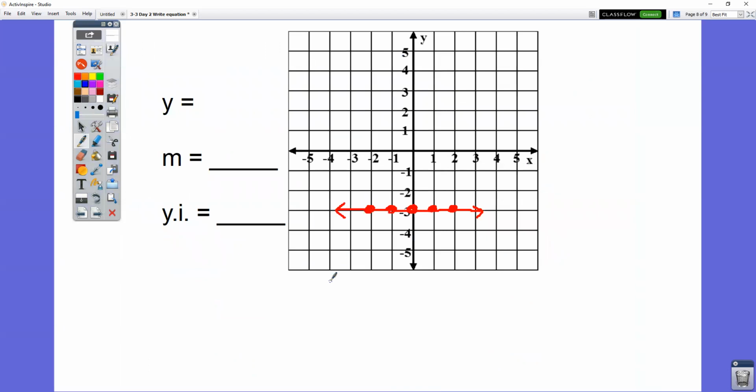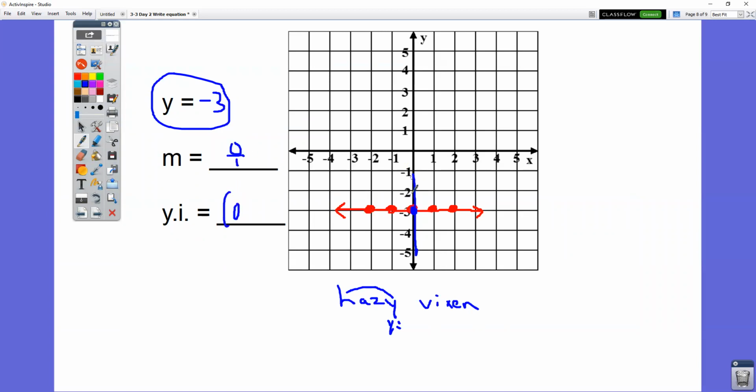So let's take a look at 2 more of these. Notice that this one is a horizontal line. So again, remember hazy Vixen. The H stands for horizontal. That's why you're going to have a y equals equation. Where does it cross the y-axis? It crosses it right here at -3. Nothing after it. It's just y equals -3. It's a special case when it's a horizontal line and a vertical line. The slope is still the same, up 0 over 1. And the y-intercept is still found the same way, where the line crosses the y-axis. It crosses it at -3.